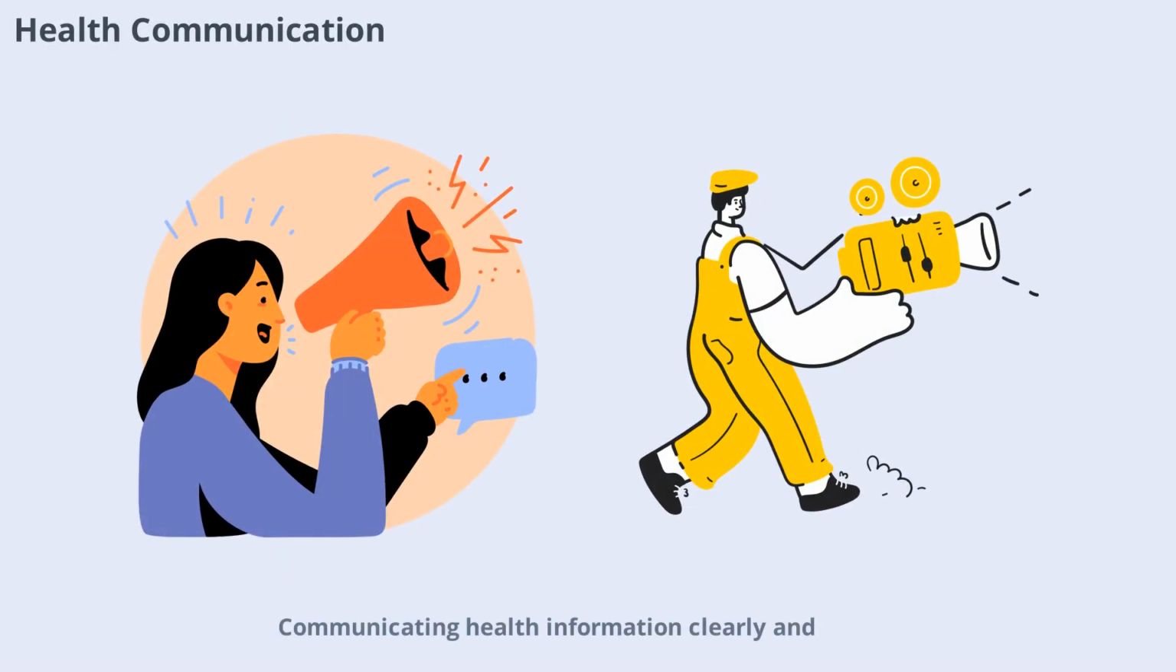Communicating health information clearly and effectively is essential for public health. This includes everything from warning about outbreaks to promoting healthy habits. Health communication uses media, social networks, and community outreach to reach diverse audiences. By providing accurate, timely information, public health professionals help people make informed decisions and protect themselves and others.